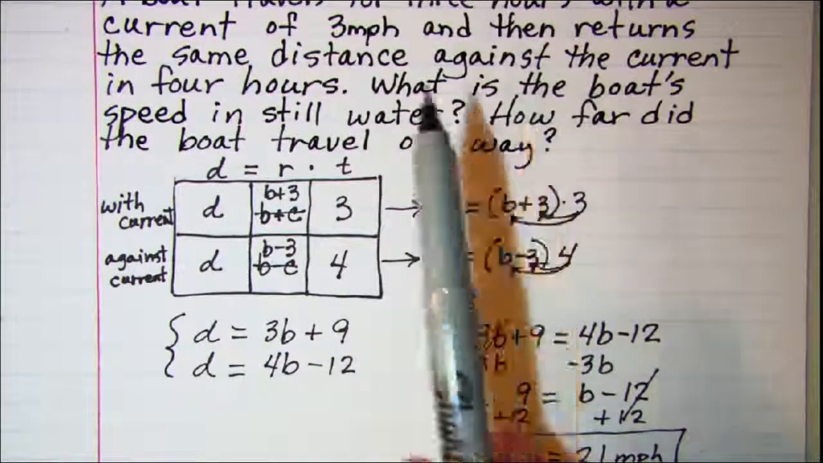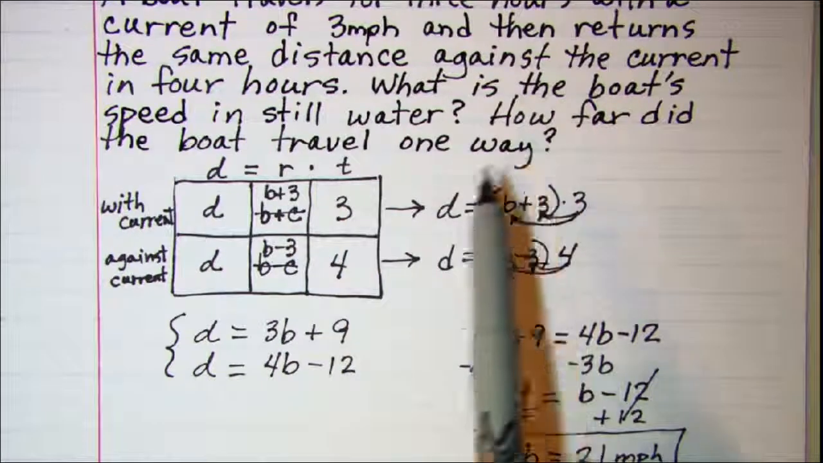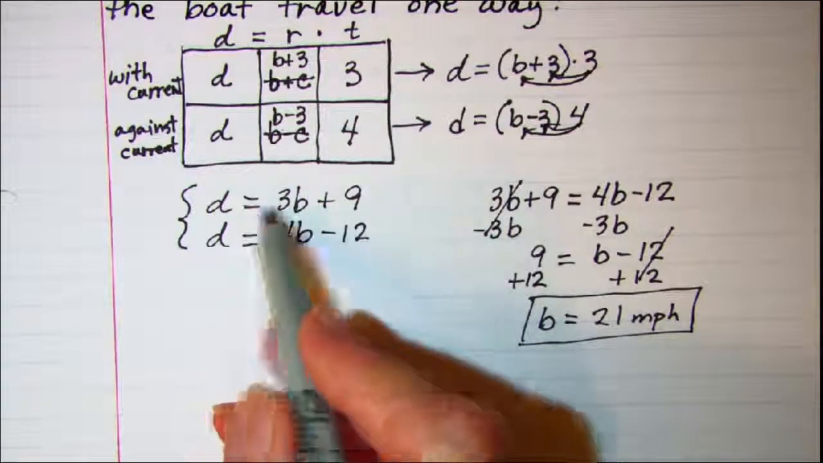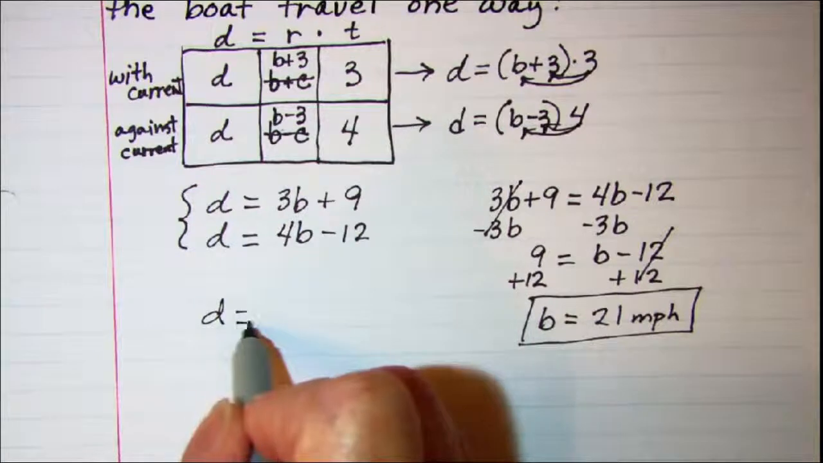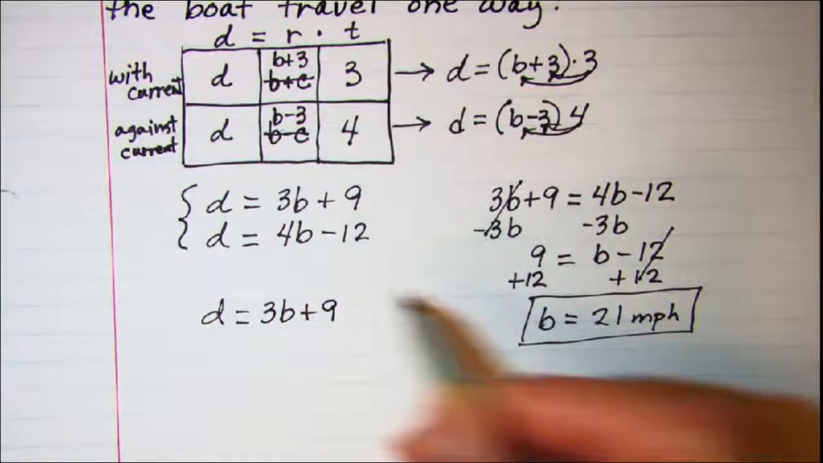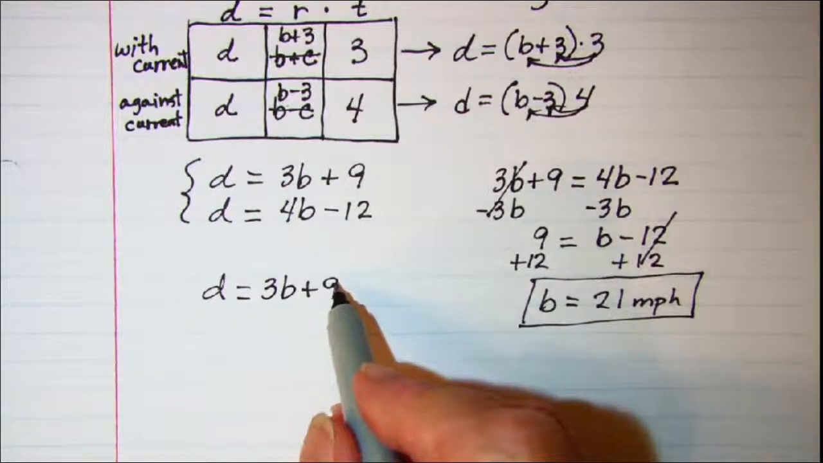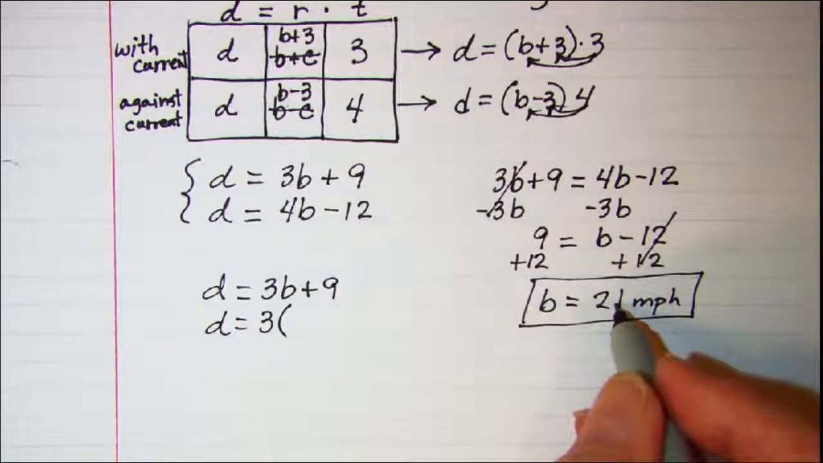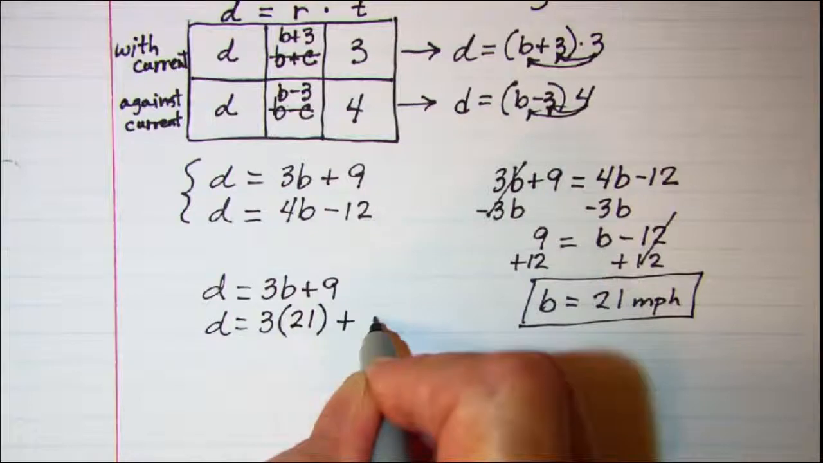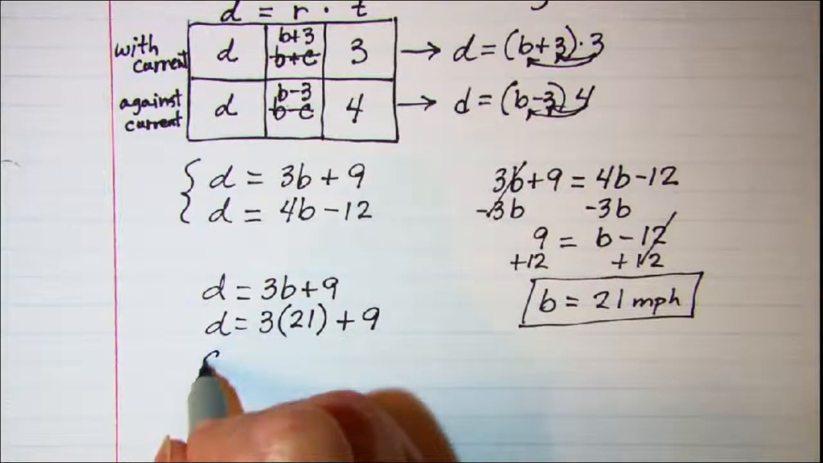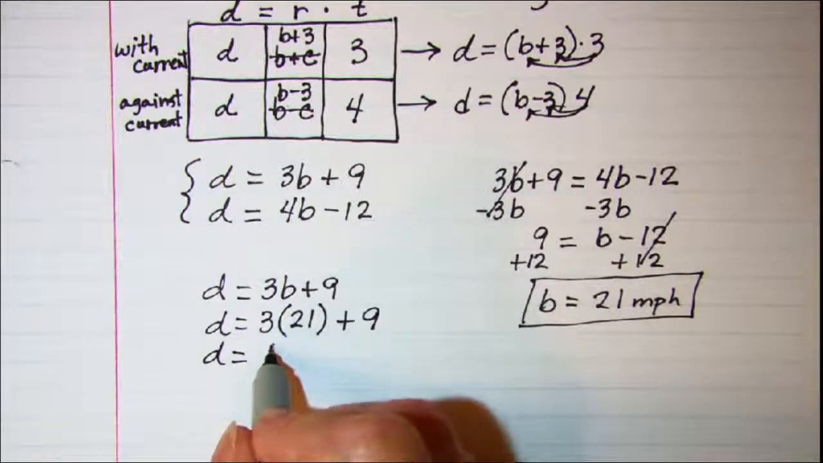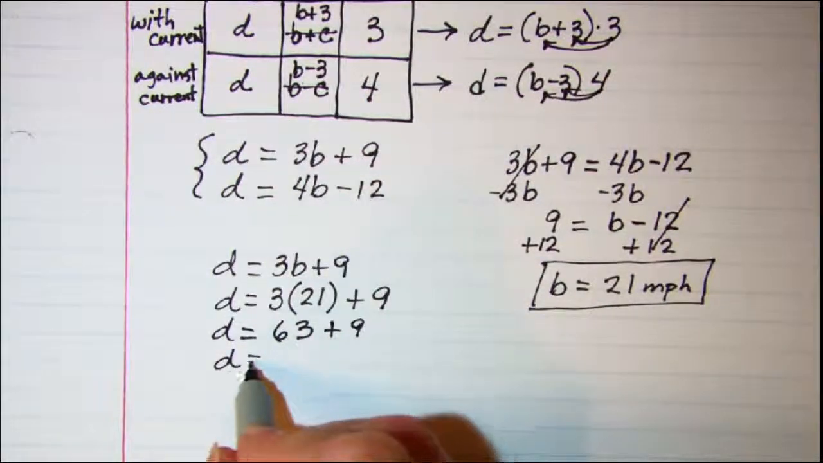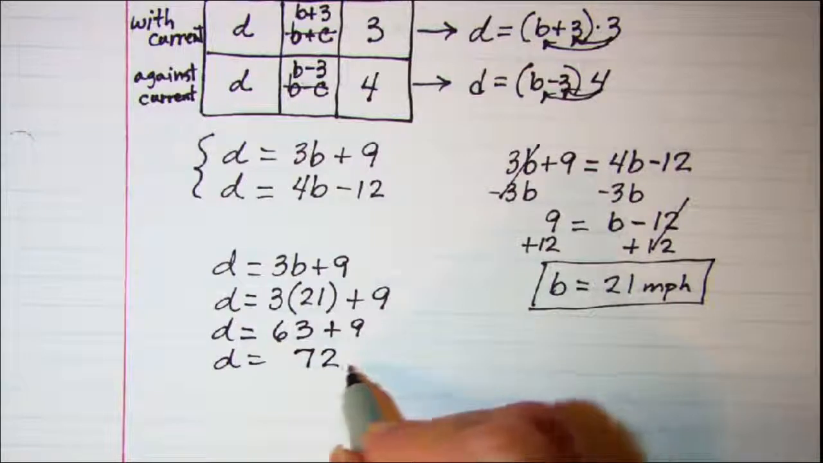Now I'm also asked, how far did the boat travel one way? So I need to find the distance. Let's use this equation: distance is equal to 3B plus 9. And we'll put 21 in as the value for B right here. So distance is equal to 3 times 21 plus 9. Do the math. Distance is equal to 63 plus 9. So my distance is 72, and that would be miles.